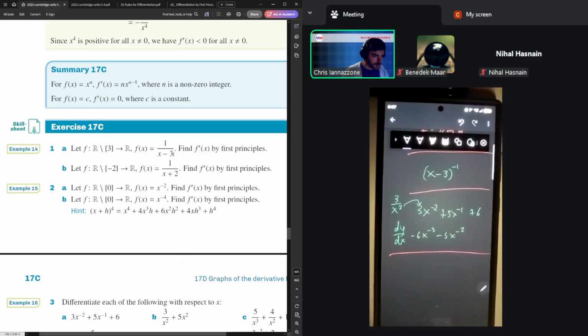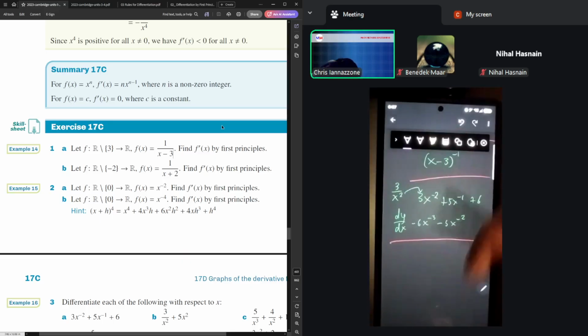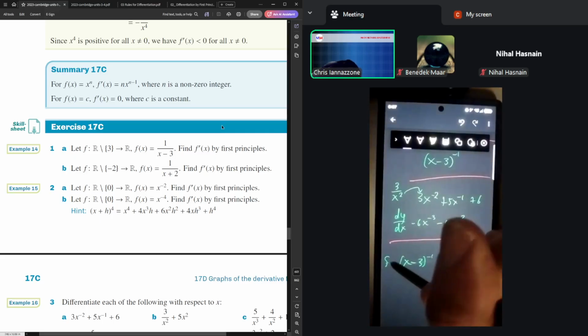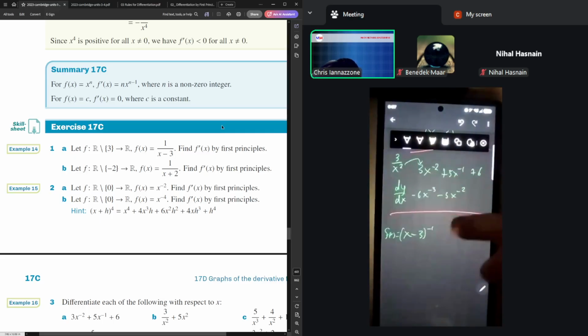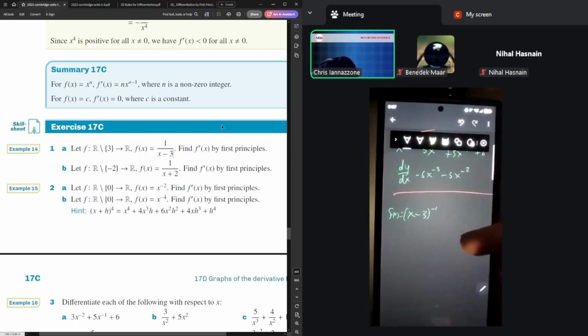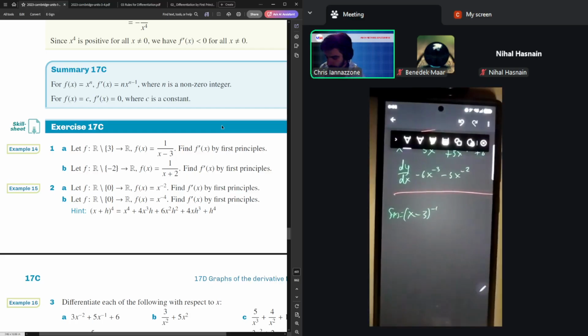Okay, feel free to cut me off, but we'll now go on to the first principles question here. So long as that's okay so far, when it comes to doing this by first principles, we're still going to do the same idea, which is 1 divided by x minus 3 is now going to be flipped to x minus 3 to the power of negative 1. That's our f of x. Now, to do differentiation by first principles, what it means is we want to do the following.